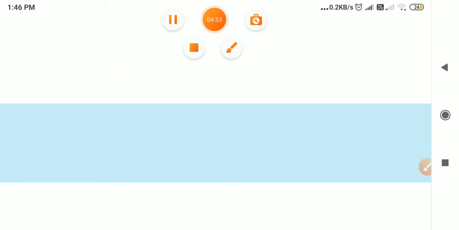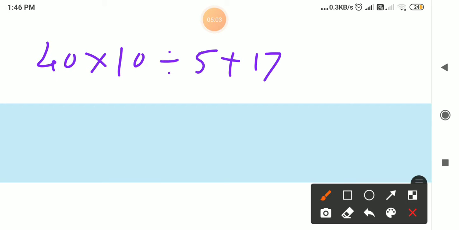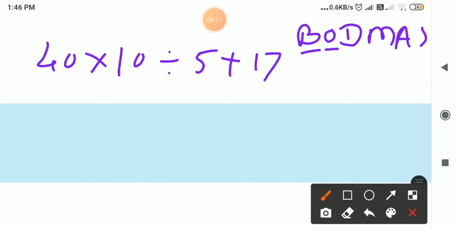So I will write it here: 40 into 10 divided by 5 plus 17. Okay, so which rule did I tell you to use to solve it? BODMAS rule. So first of all check B for bracket, O for of, D for division, M for multiplication, A for addition and S for subtraction.